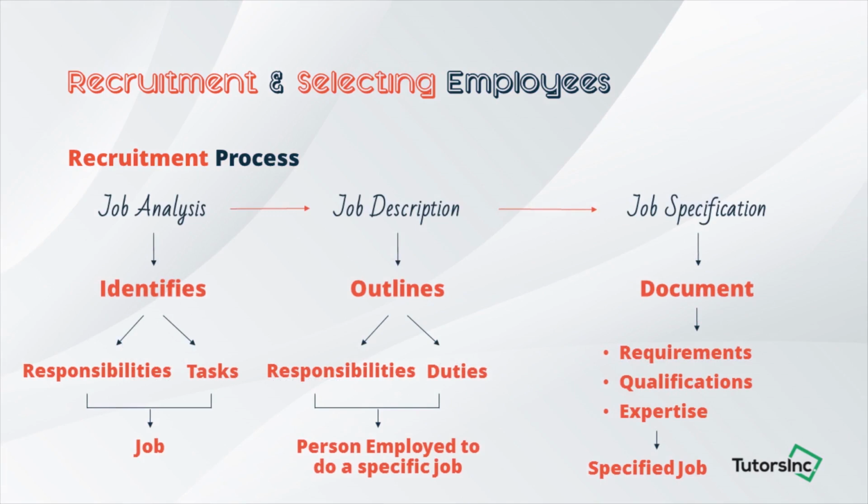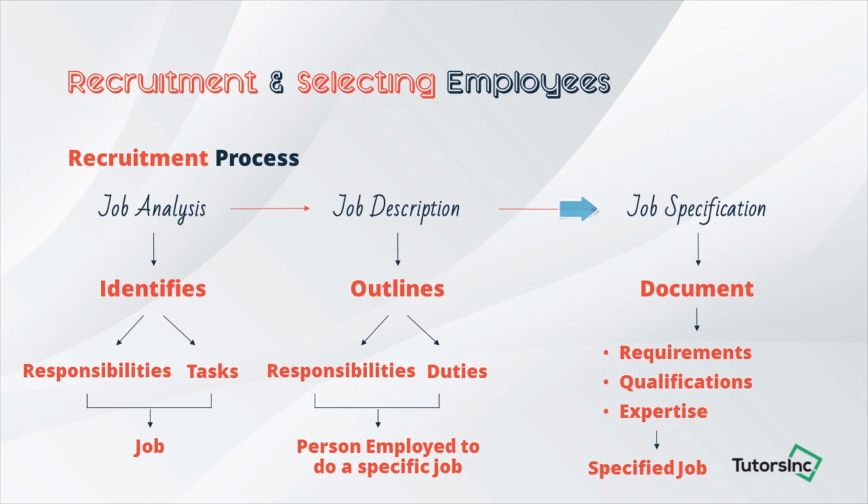Now, let us take a deeper dive into the three terms we briefly discussed while talking about the recruitment process. Do you remember the three terms? That's right, job analysis, job description, and job specification. As discussed, job analysis identifies the responsibilities and tasks of the job. It allows the business to study these details about the vacant job. Once the details about the job have been gathered, a job description is prepared. It is shared with the candidates so that they know exactly what the job expects from them.